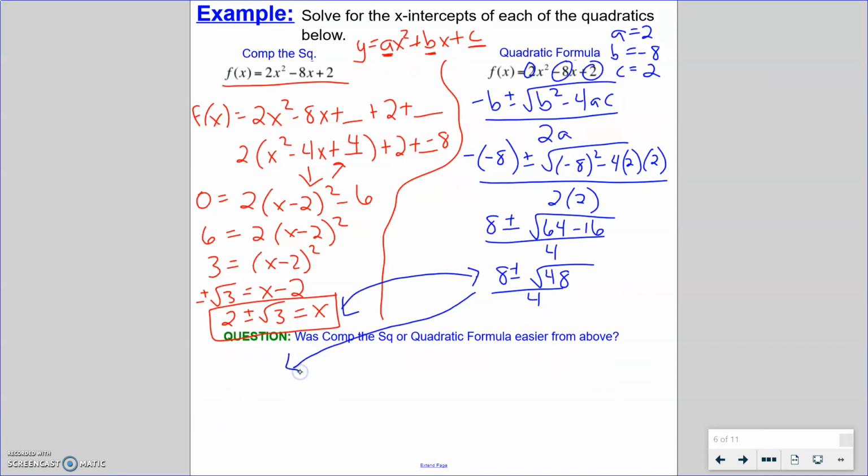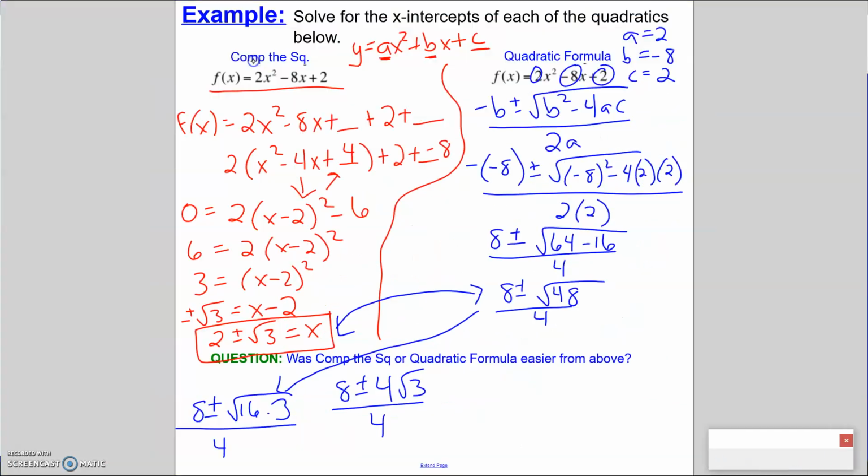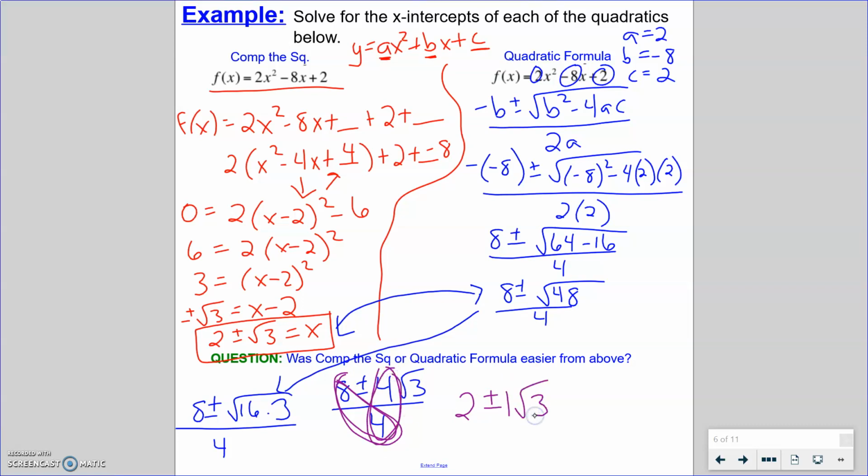So I'm going to start this over here so I have plenty of room. 48 can actually divide by, let's see, 16 maybe? Yep, 16 times 3. Well, the square root of 16 is 4. Now what we can do is use this butterfly technique sort of. Since 8 can divide by 4 and 4 can divide by 4, I can simplify that. 8 divided by 4 gives me 2. 4 divided by 4 gives me 1. And the square root of 3 is just along for the ride. Now notice how this is the exact same answer that we got from completing the square.